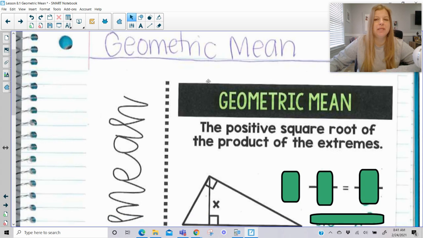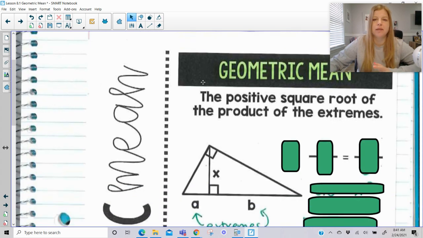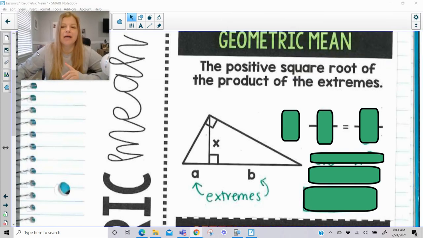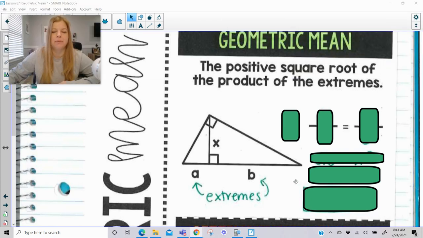So the geometric mean is the positive square root of the products of the extremes. And that sounds kind of crazy, like what does this even mean? So the geometric mean is the positive square root of the product of the extremes. And when you're given a right triangle, there's so many crazy things that end up happening.